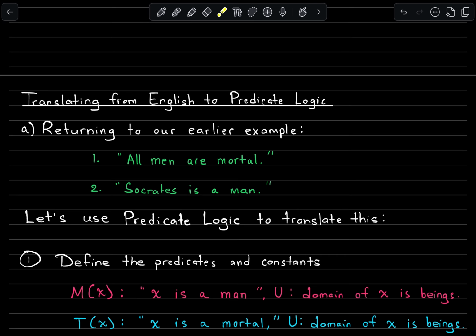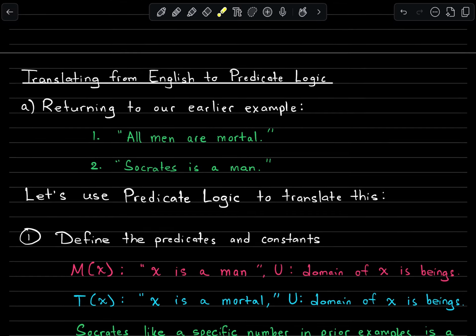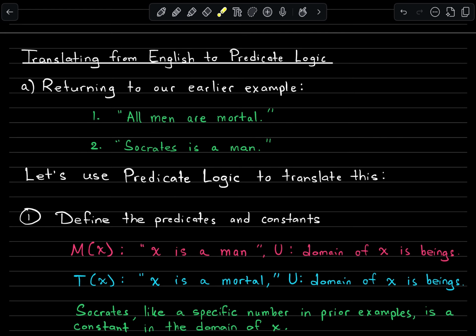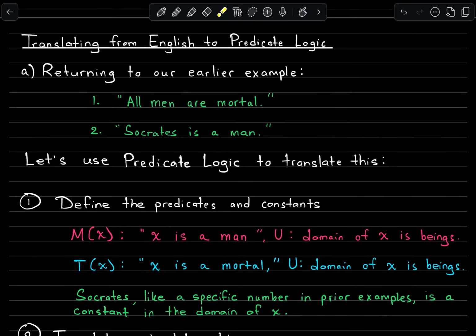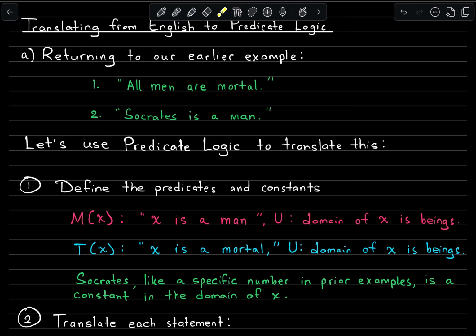Same thing for T of x. We can say that this is going to stand for x is a mortal, and again the domain of x is beings. Socrates is now like a specific number in those prior examples. He's going to be a constant within this domain of x. Okay, so now translate each statement.